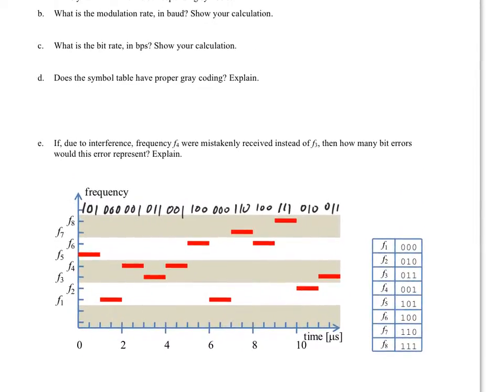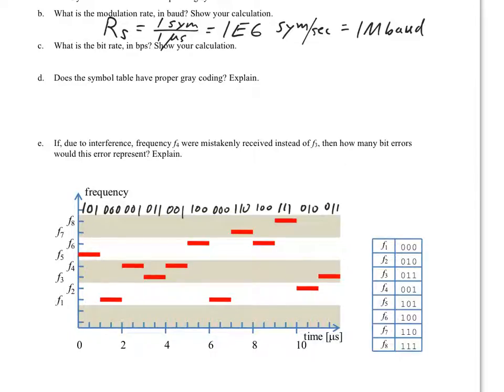So the modulation rate in baud is also known as the symbol rate, and basically, each of these frequency hops is a symbol. We've got 8 symbols in our alphabet, and we can see that we have 1 symbol every microsecond. So the rate of the symbols is 1 symbol per 1 microsecond, and that is 10 to the minus 6 in the denominator, so it comes up to the numerator as 1e6 symbols per second, or 1 megabaud, where a baud is a symbol per second.